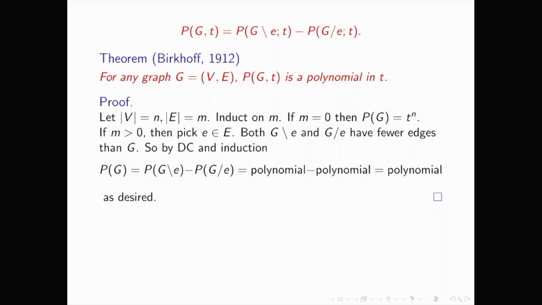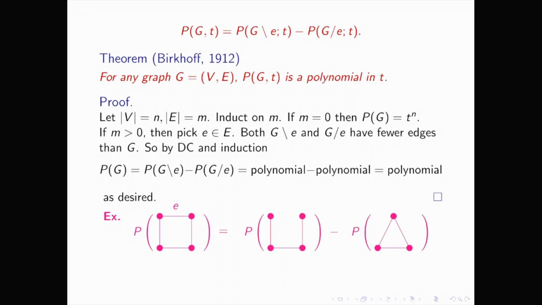Now, not only is deletion contraction a very powerful method of proving things about the chromatic polynomial, it also can help you actually compute chromatic polynomials. So let's go back and look at that four cycle that was giving us conniption fits before and try to compute the chromatic polynomial now using deletion contraction. So let's pick out that edge E. And now we'll delete and contract. If we delete, we get this path. And if we contract, we get this triangle.